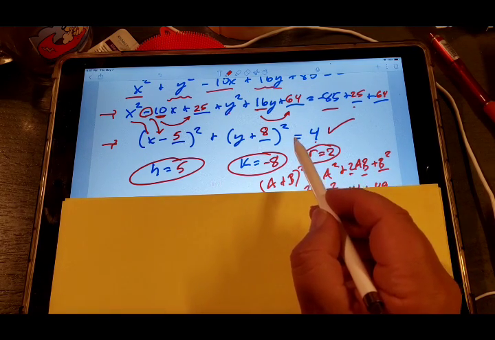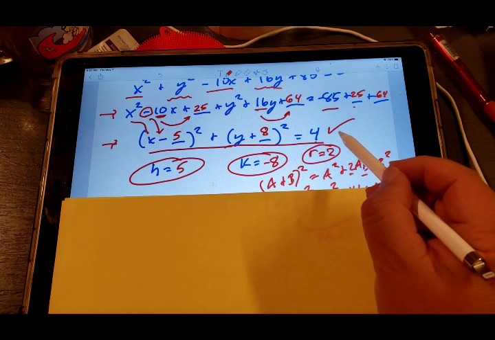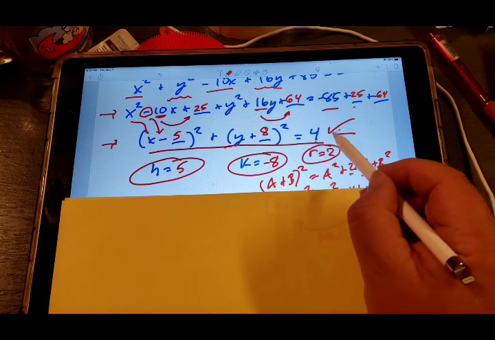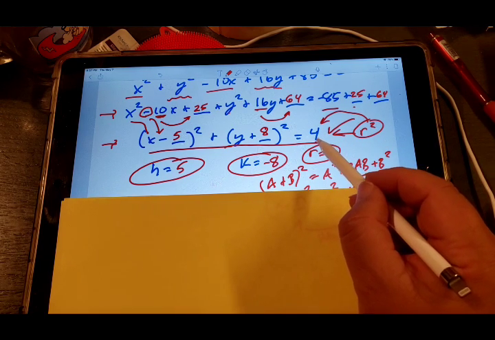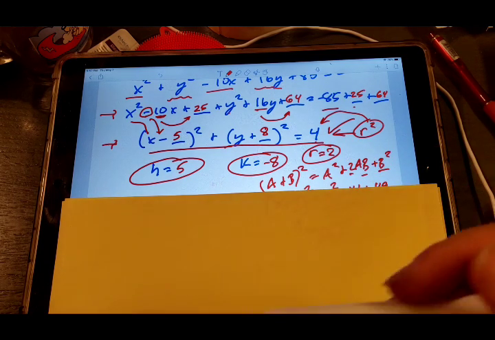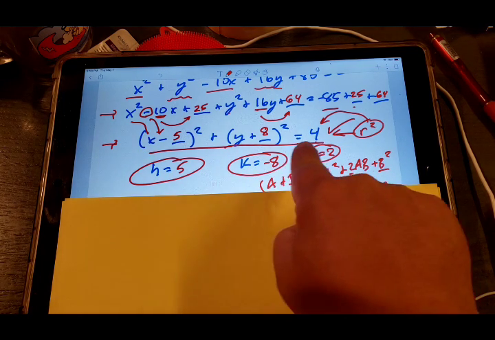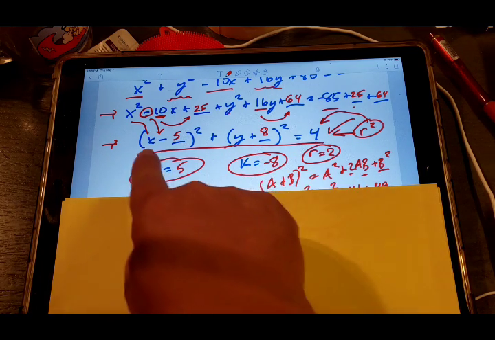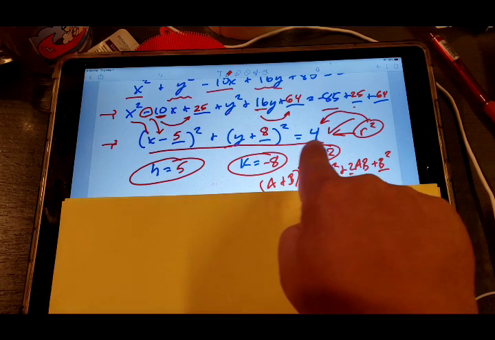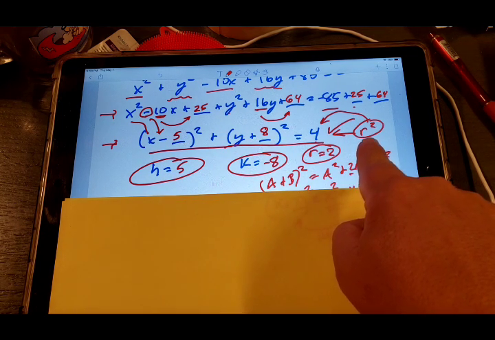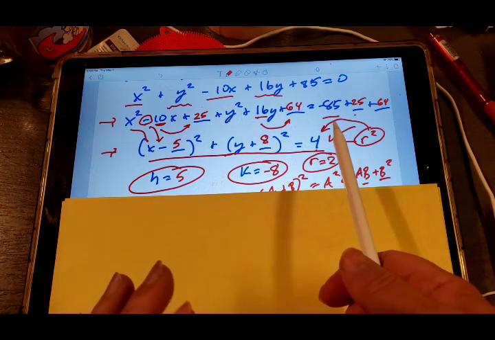I'll explain why it's 2. R is 2 because when I put it in the format where R squared goes in the final step after the equal sign, I got 4. In other words, that's a more reasonable question. When you complete the square, when you write this in its form, x minus h squared plus y minus k squared equals r squared, why was r squared 4? Well, that's where you should be looking.